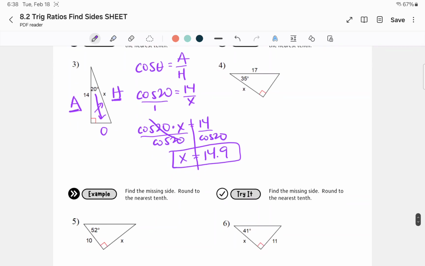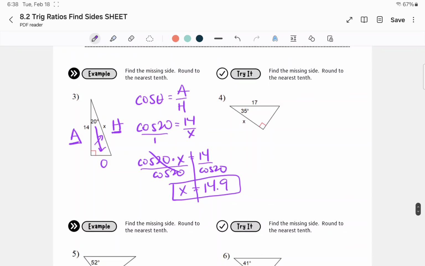All right, we're going to go over 4, 5, and 6. We're going to do it a little bit faster, too. All right, so let's start by labeling H, O, and A. They're giving us H and A, so we're going to be using cosine. So cosine of 35 is equal to A is X, and H is 17. Sorry, I did not do this first part. If you want to still always do that, cosine of theta equals A over H, or just like I just did, you can skip it if you're getting comfortable with it.